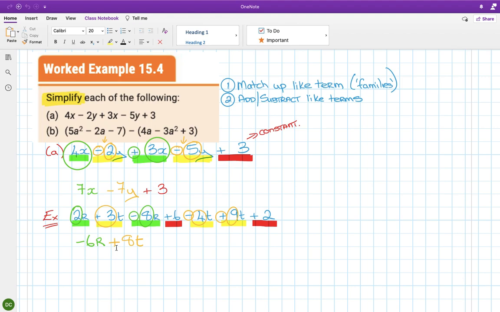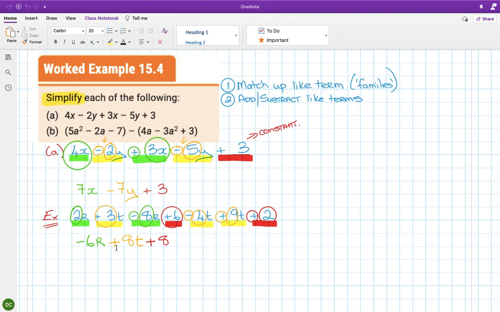Okay, and then we're going to move on to the numbers. So I have plus 6, or just 6, plus 2. So 6 plus 2, my calculator just says 8, but we know that a number like that is plus 8. And that was the constant family, so it didn't have a letter. Okay?